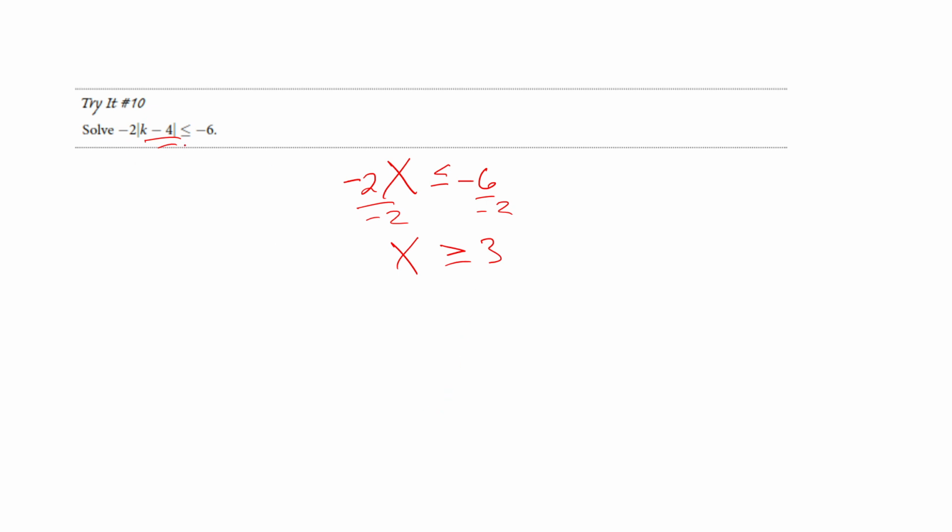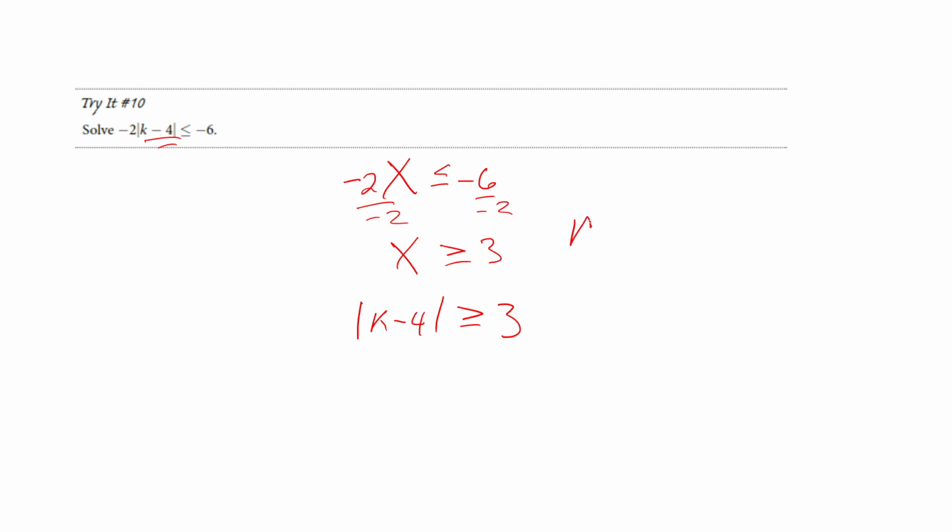Now, this wasn't a giant I don't know. It was an absolute value of k minus 4. That's what we really had. So get it down to the problem part. Do not distribute.